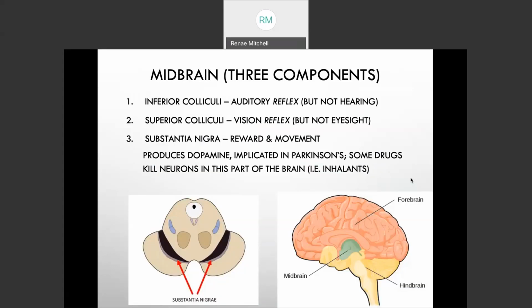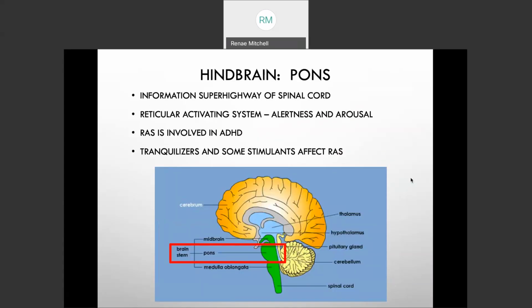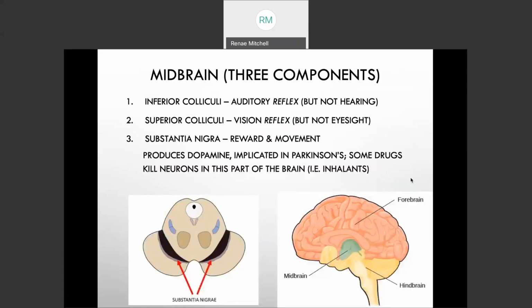Moving up in terms of evolutionary history and also in terms of sophistication, we have the midbrain. This is at the very top of the brain stem. And this part of the brain has three components: the inferior cochlea, the superior cochlea, and the substantia nigra. So this is an area of the brain that is moving up in sophistication.